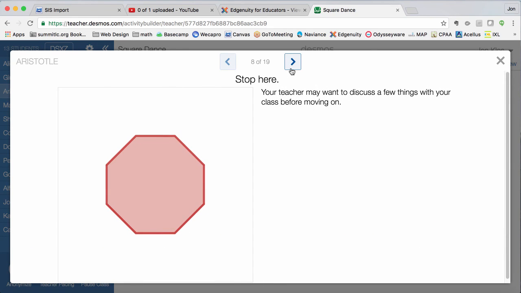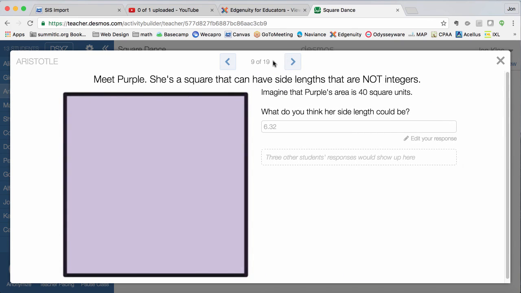So just go through the rest of these. It says stop here, but just keep going through. I want you to get all the way through number 19. Then you're going to talk about a square that does not have perfect side lengths and irrational side lengths. Just do your best, use the calculator, and have fun exploring squaring, square rooting, rational numbers, and irrational numbers.